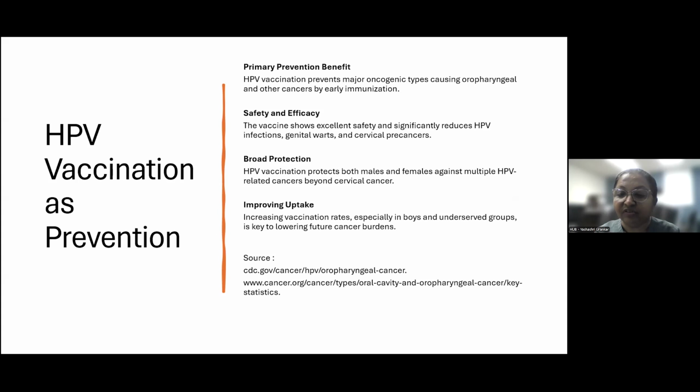Although the vaccine was initially promoted for cervical cancer prevention, its benefits extend to preventing HPV-related cancers in both males and females, and the oropharyngeal cancers too. Increasing vaccination uptake, particularly among boys and underserved populations, is crucial to reducing the future burden of oropharyngeal cancer. Public health messaging that emphasizes cancer prevention rather than sexual transmission may help improve acceptance and coverage.